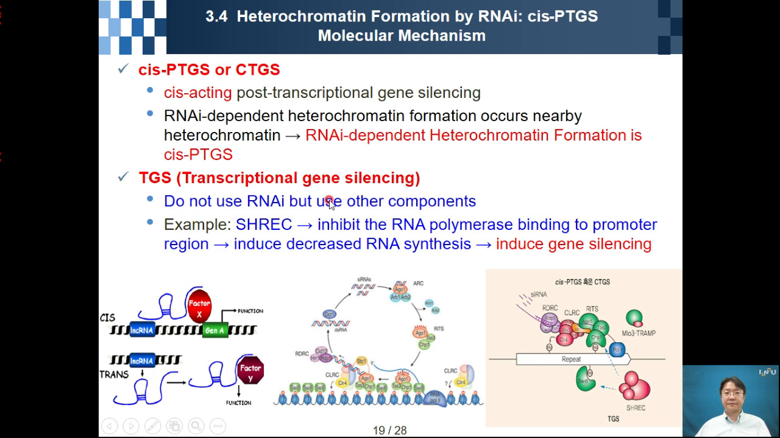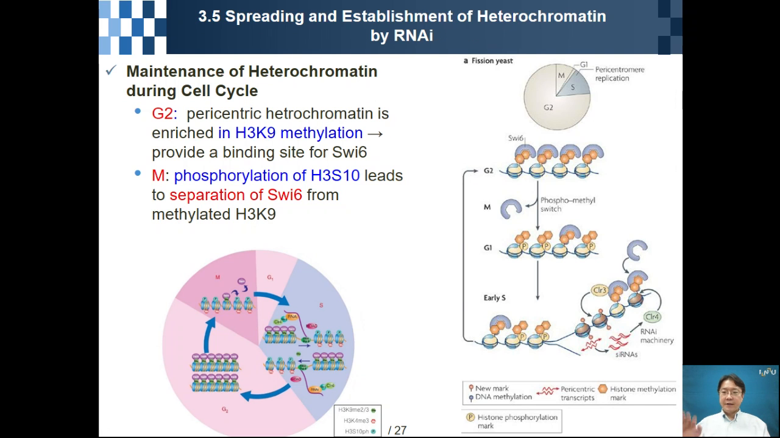Okay. In this slide, I will explain the fifth subject, spreading and establishment of heterochromatin by RNAi. I will explain some detailed mechanism of the maintenance of heterochromatin during the cell cycle. The cell cycle is composed of G1, S, G2. This is the interphase. After interphase, there is mitosis. Mitosis happens like this.